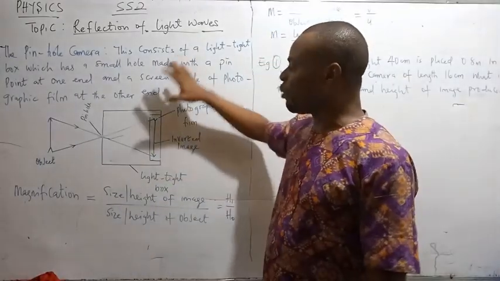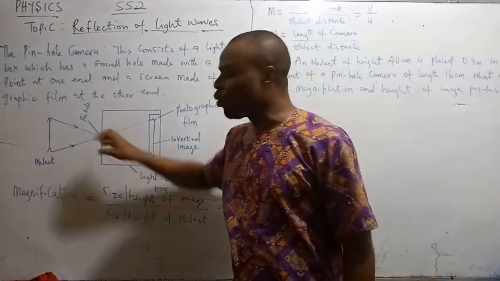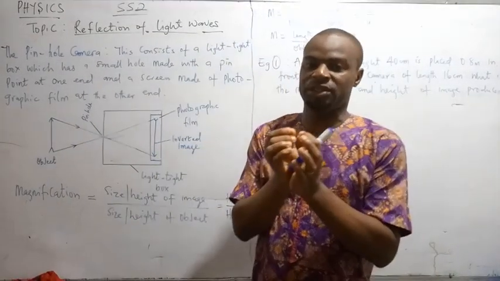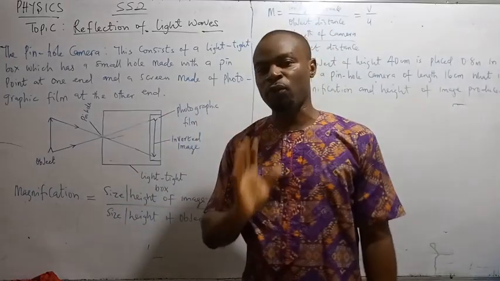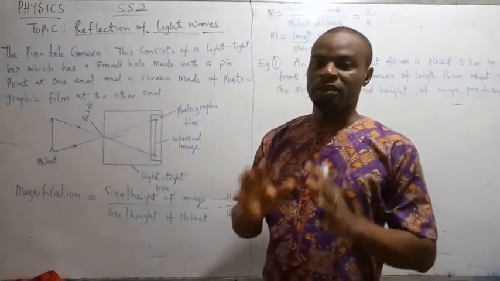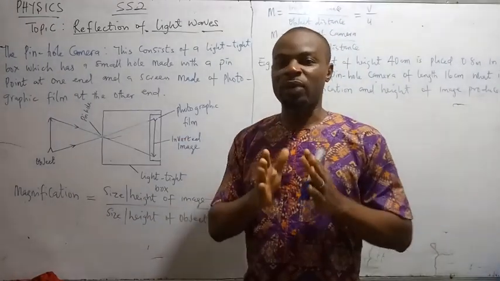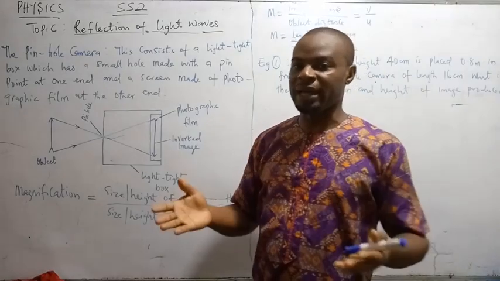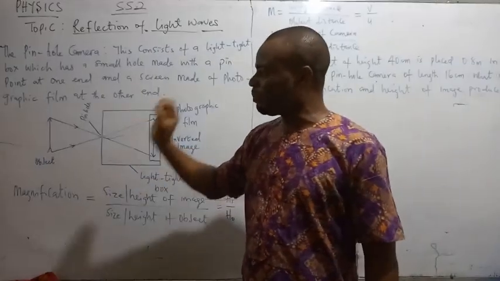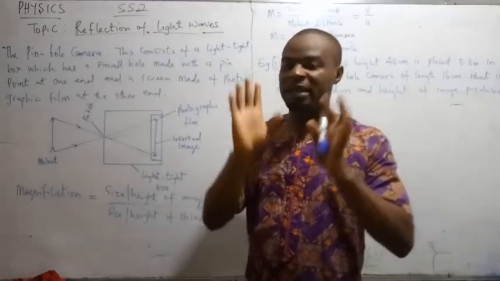Now, if this pinhole is very, very small, just like what we have studied in what? Shadows, the image that will be formed will be very, very what? Sharp. But if this pinhole is large, the image that will be formed will be blurred. What I mean by blurred, it will not be very, very sharp. But the amount of light that will enter inside the pinhole camera will be large. But for the one that is what? The pinpoint is small. The amount of light that will enter will be very, very minimal.